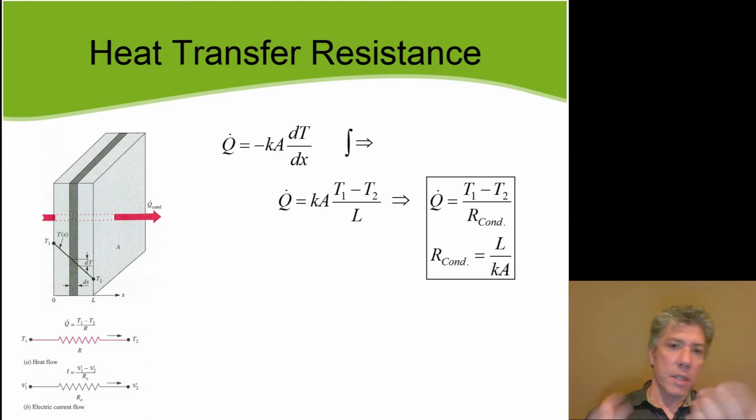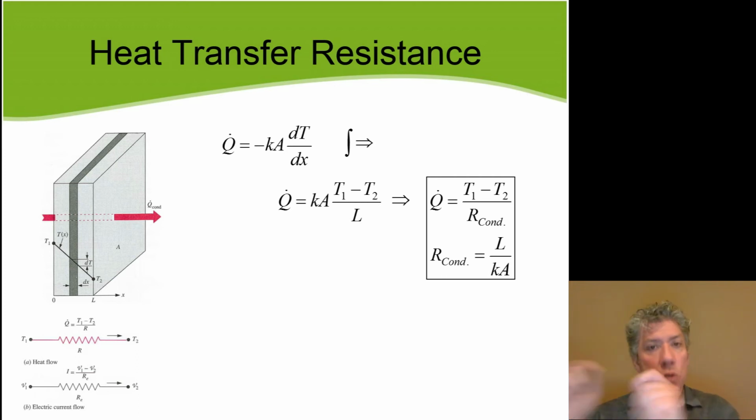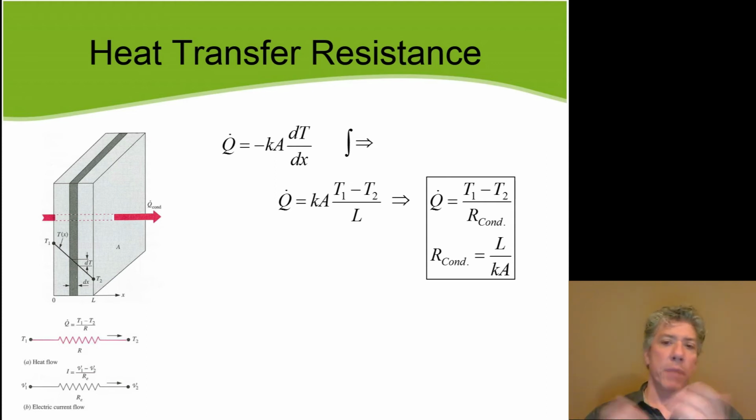That makes some sense. That's the resulting flow. We've got the driving force for heat transfer, the delta T, the difference in temperature. But the conductive resistance, well, that's L over kA. Well, what does this mean? Well, think about it this way.